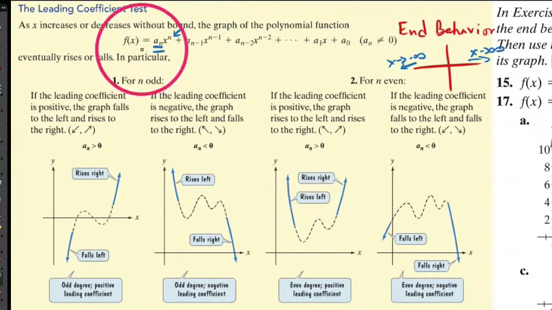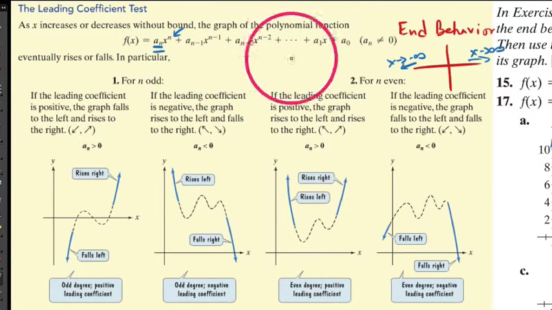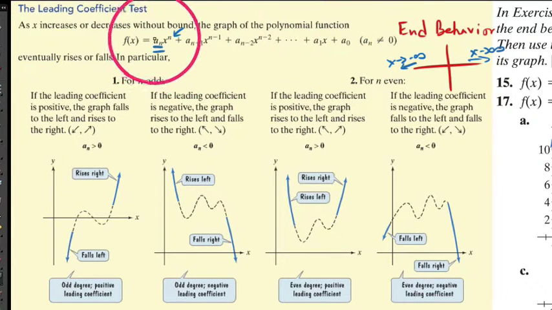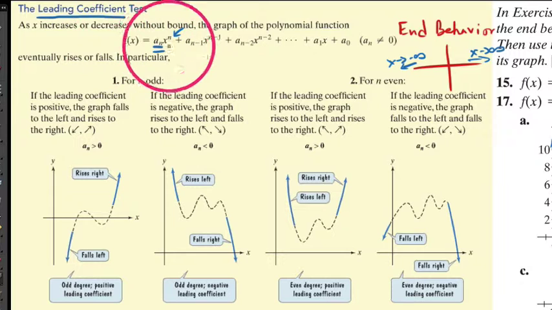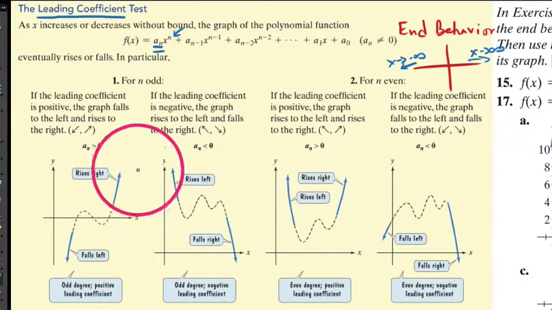Basically, if our polynomial function is written in standard form and our a sub n here, which is our leading coefficient, is not 0, then our leading coefficient is this term up in front here, this coefficient of our x with the highest power. And our highest power is the degree of this polynomial function. Now, this test gets its name because you look at the leading coefficient. There's something about that leading coefficient that's going to tell us a little bit about the end behavior of this graph.